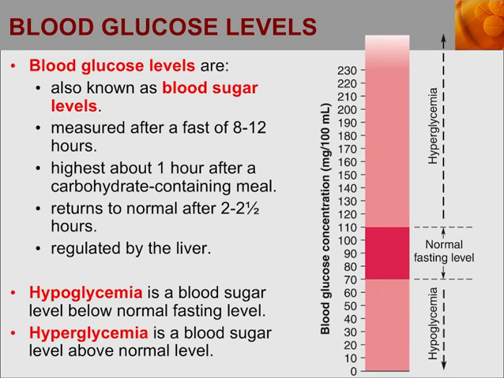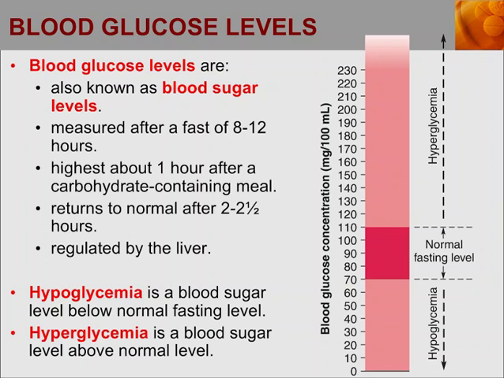So blood glucose levels are really important to know and understand, especially in health-related careers. Blood glucose levels are also known as blood sugar levels, and this can be really important, for instance, if somebody has diabetes or if you are worried that they might have diabetes, you might measure their blood glucose levels and other things like ketone levels, etc. But blood glucose levels are measured after a fast of 8 to 12 hours because you want to see how the body is functioning without a constant supply of sugars.